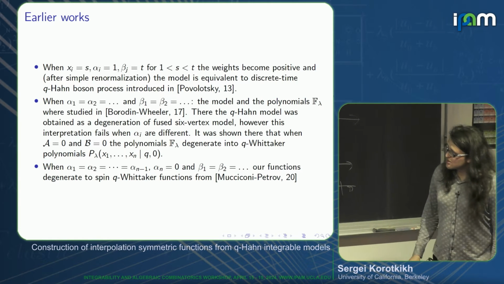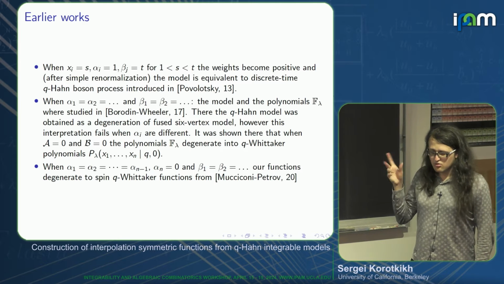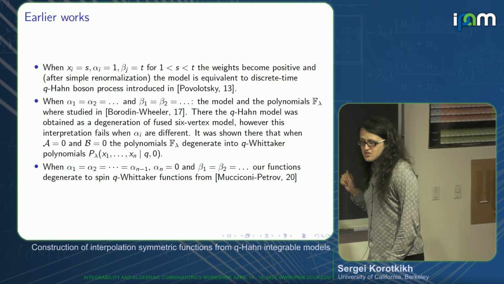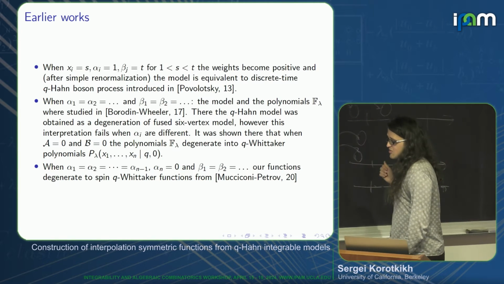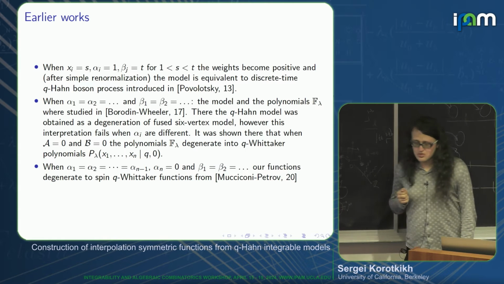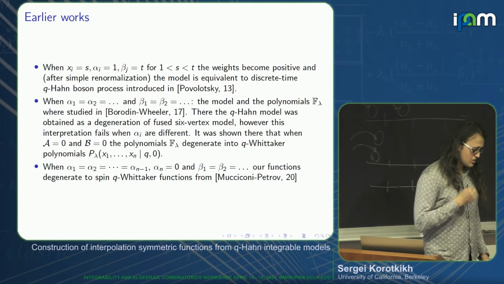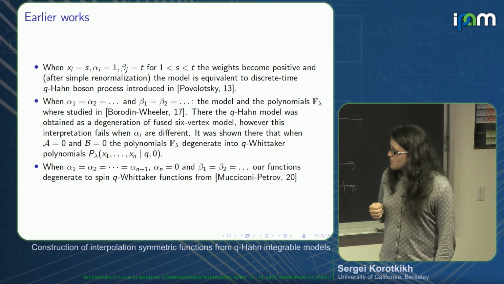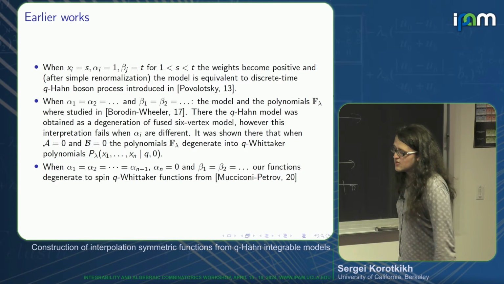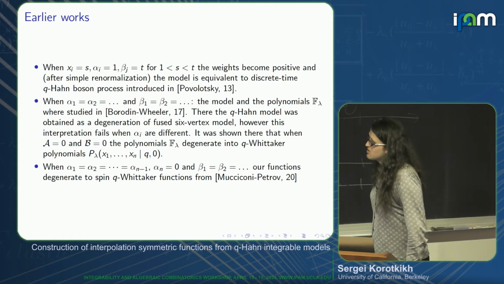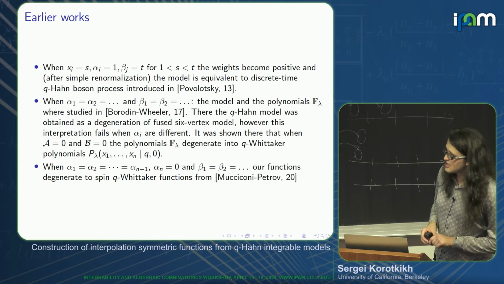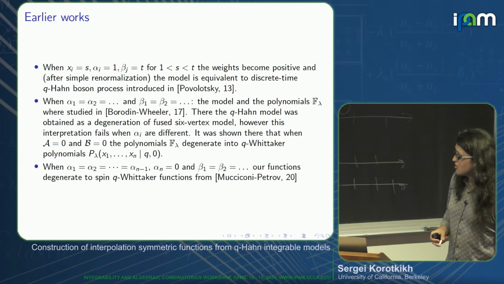In this particular case, this model can actually be obtained through a certain procedure from 6 vertex models. Basically, the integrability and properties of this model can be reduced to properties of the 6 vertex model. And then, while they studied these functions of lambda, they showed that they indeed generalize q-Whittaker functions and so forth and so on.